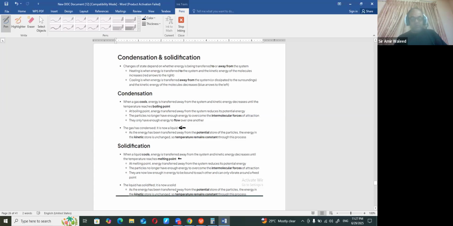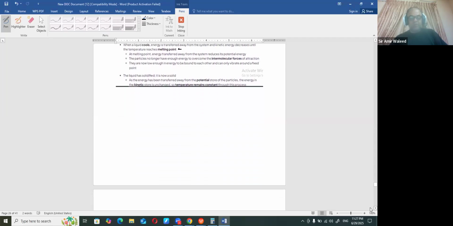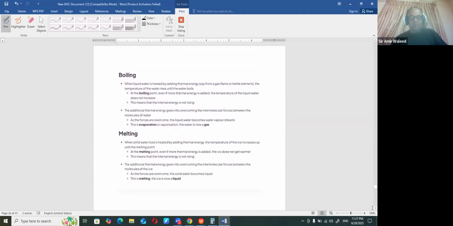and it's now in solid state. As the energy is transferred away from the potential store of the particle, the energy in the kinetic store is unchanged, so the temperature remains constant through the process. So this is what condensation is. They are totally the reverse of what we have studied, like boiling. Boiling is when the liquid converts into gas state without changing the temperature. And what is melting? When solid state changes into liquid state without changing the temperature.